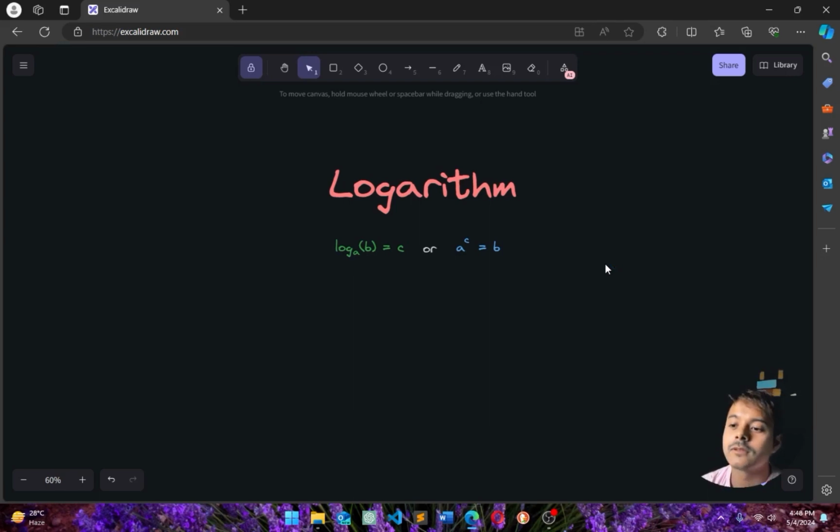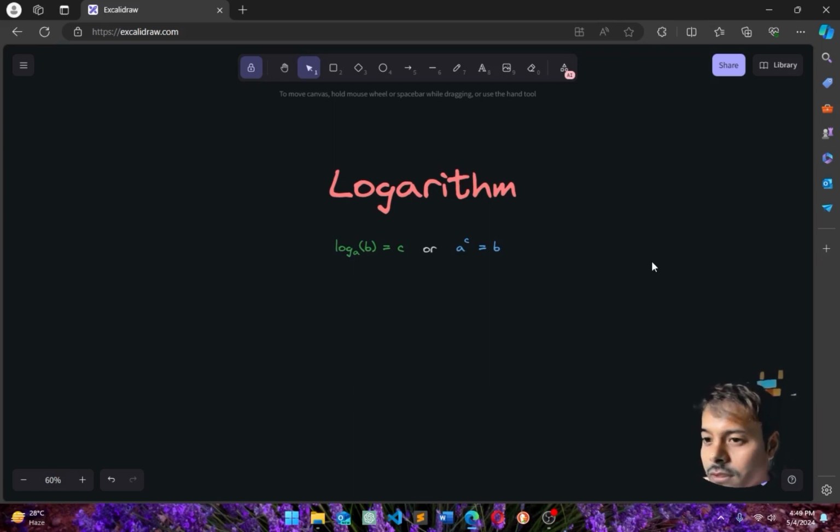Today I'm going to talk about logarithms and the internal computation of logarithms, how computers implement the logarithm function to calculate its value. Okay, let's start the discussion on the topic.